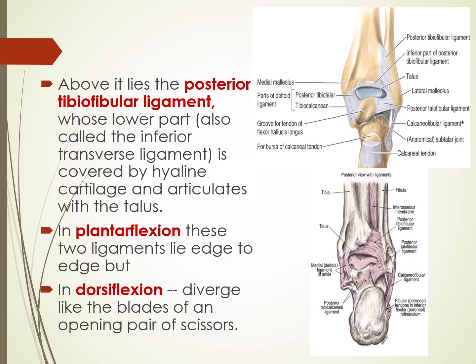And in the upper part of the ankle joint, as we have already discussed, there is a strong ligament, the posterior tibiofibular ligament, the lower part of which is also called the inferior transverse ligament. It covers the upper articular surface and deepens the socket for the lower articular surface, that is the talus, which is covered by hyaline cartilage and articulates with the talus. Both of these, the whole of the tibiofibular ligament and its lower transverse part, help in dorsiflexion and plantar flexion.